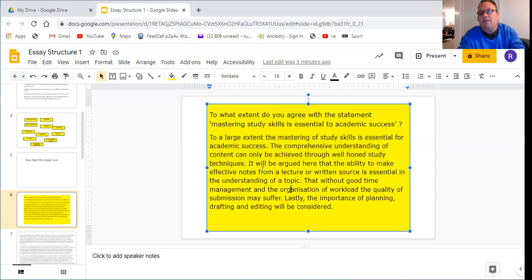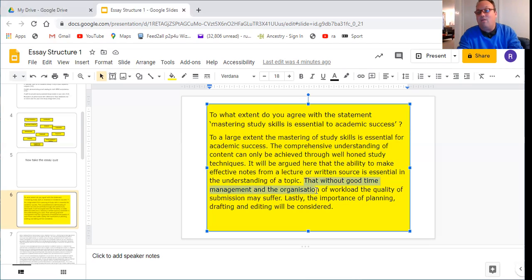Then it goes on to talk about the areas, the topics it's going to consider in the order in which those topics will run. And by implication, at least, showing how these topics will support the main claim that it is to a large extent that you need these skills to succeed. So it first says, it will be argued here that the ability to make effective notes from a lecture or written source is essential to understanding a topic. So it's saying the first thing we're going to talk about, the first paragraph, what we are going to do first is this.